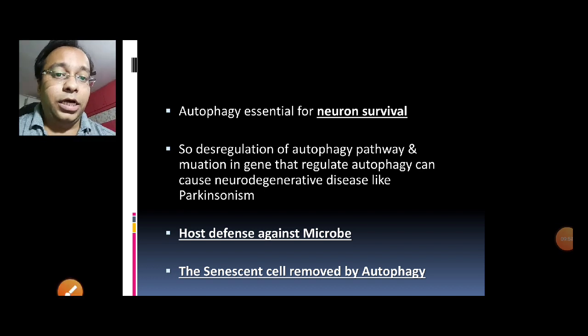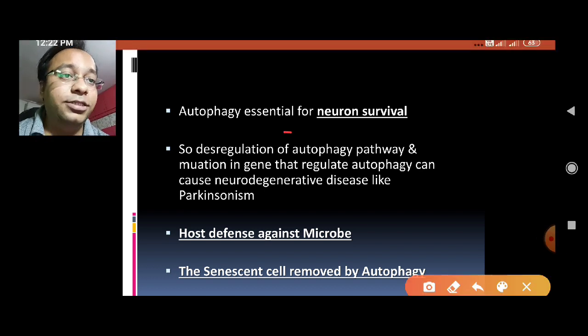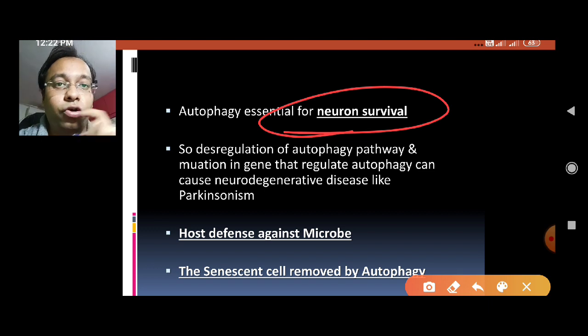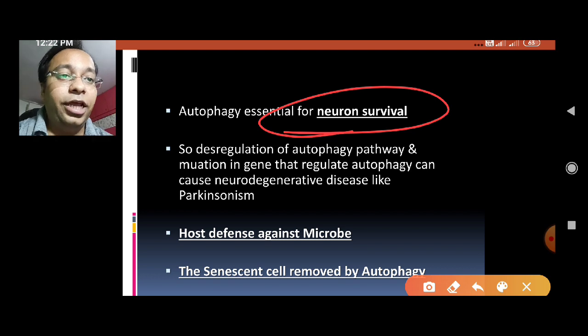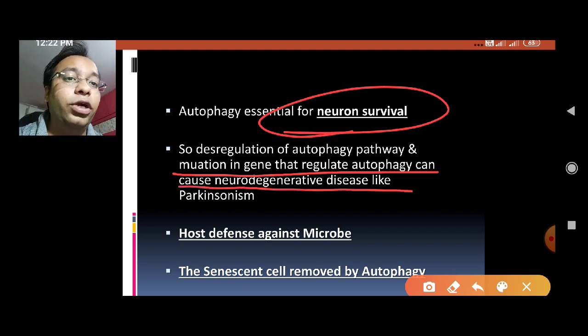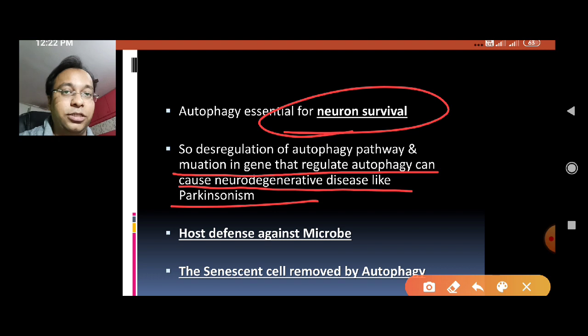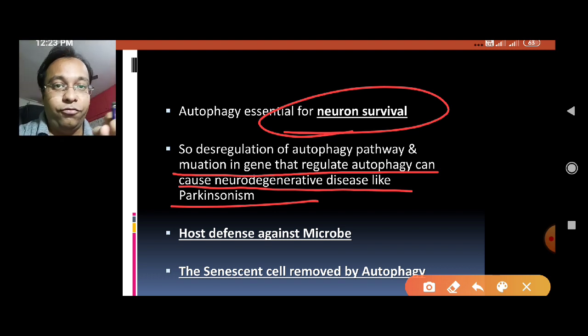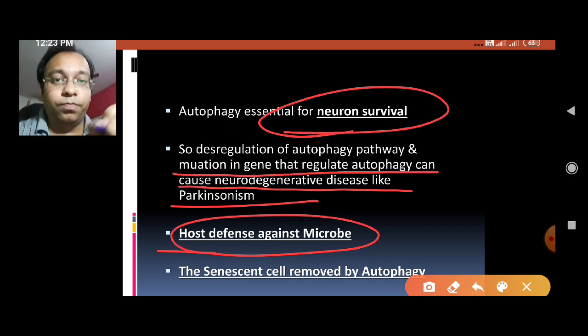Now you have to remember that autophagy is essential for neuron survival. Your neuron will survive with the help of autophagy. So dysregulation of the autophagy pathway and mutation in the genes that regulate autophagy can cause neurodegenerative diseases like Parkinsonism, because it's essential for neuronal survival. So you can develop Parkinsonism if your autophagy related genes are defective. And as we have discussed, it's the defense against microbes, particularly viral and bacterial infection.